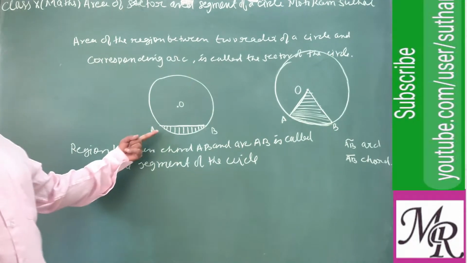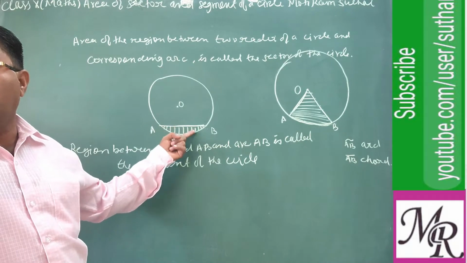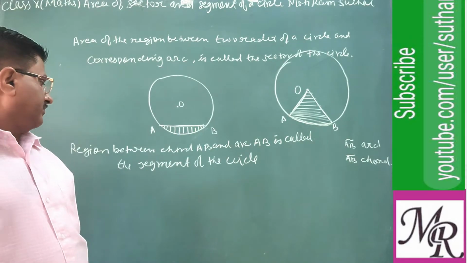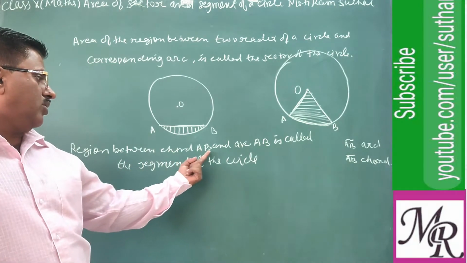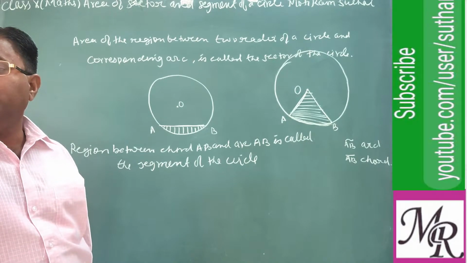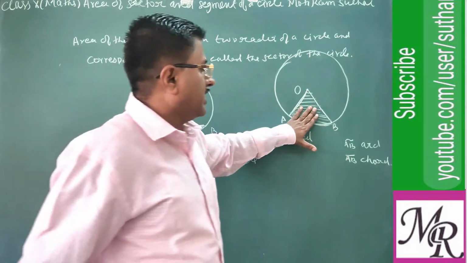So one can define the segment of the circle: the area between the chord and the corresponding arc is known as the segment. The region between the chord AB and arc AB is called the segment. So this is clear, the meaning of segment of a circle and sector.